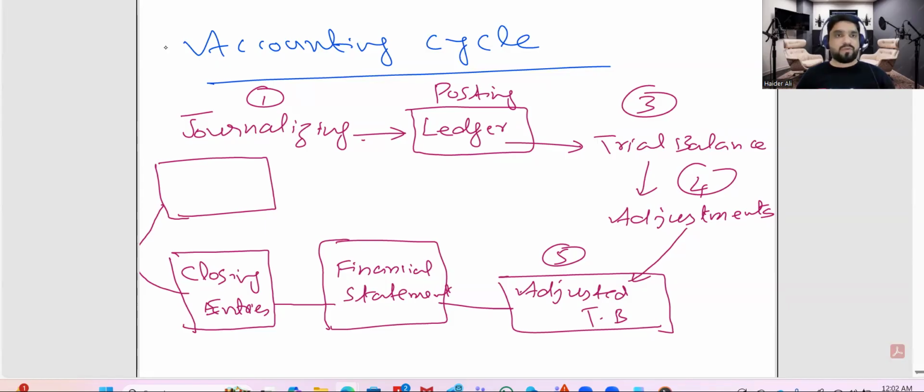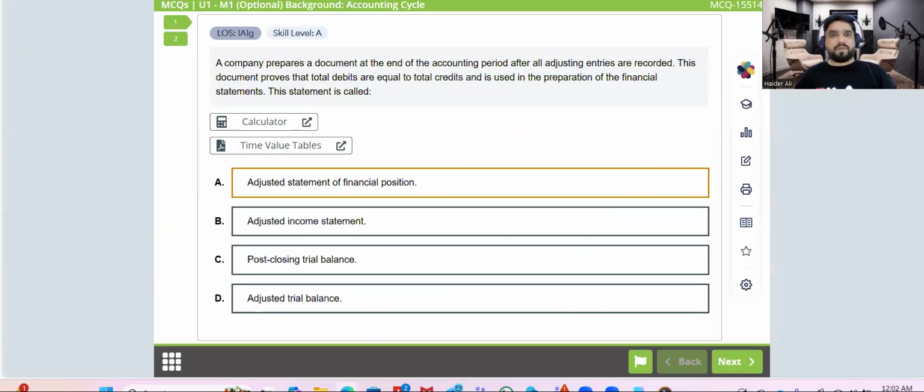They must be closed. And then we need to prepare the post-closing trial balance, which we also call the after-closing trial balance. That's the last step of the accounting cycle. You can see in these 8 steps, we end up with our complete accounting cycle. Let's begin our first MCQs exam.